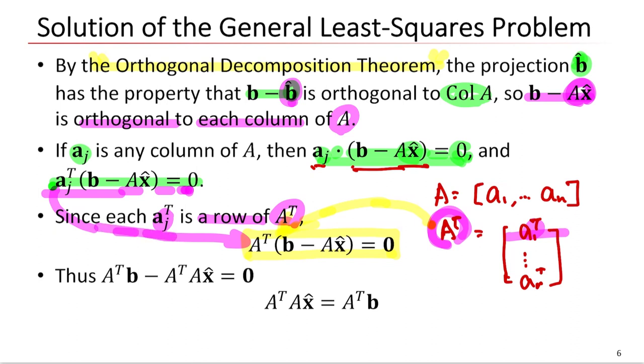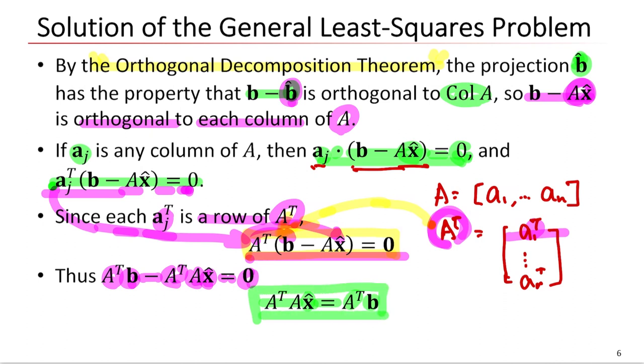So finally, we can represent the vector x hat by this equation: A transpose times b minus A x hat is equal to zero. Then we can rewrite this equation: A transpose b minus A transpose A x hat is equal to zero. So finally, we can say that A transpose A x hat is equal to A transpose b. So this is the new equation: from A x equals b, we derive this equation.